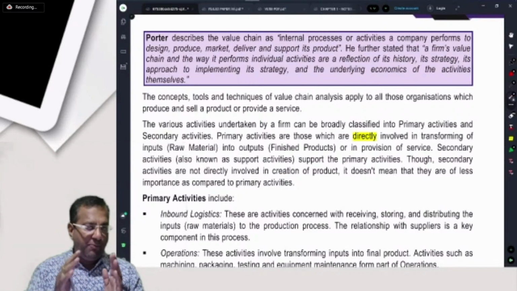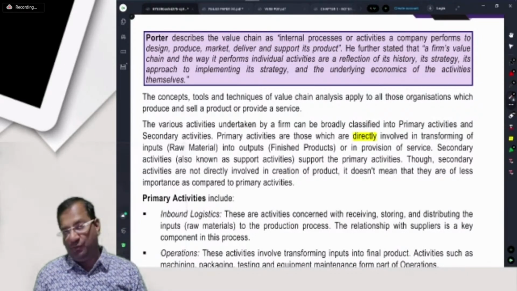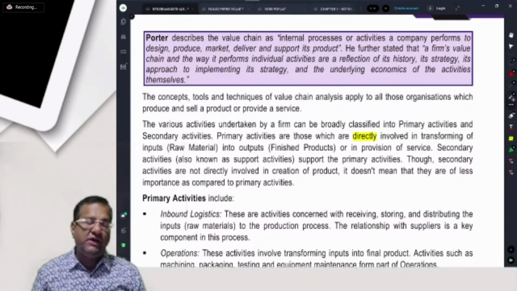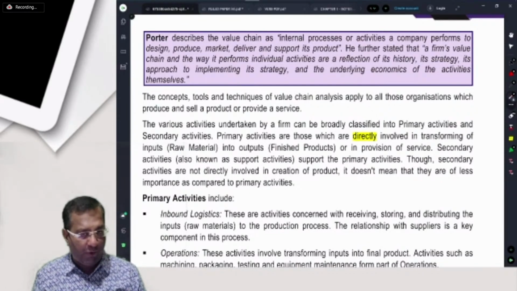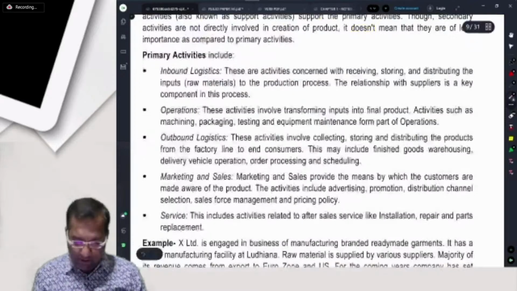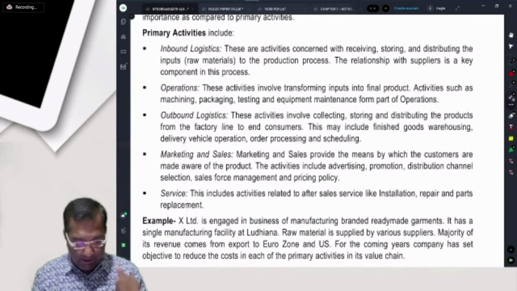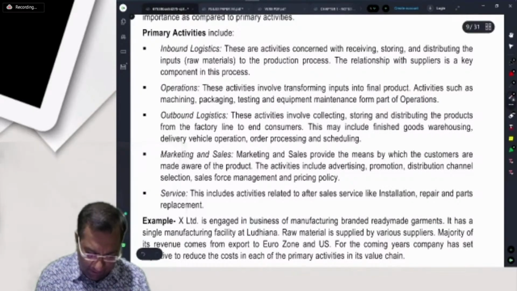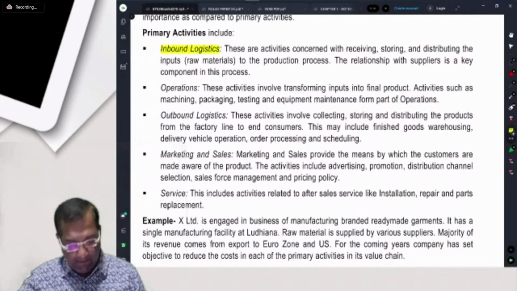Okay beta, so this point is clear to you. There are two activities as per Michael Porter, primary activity and support activity. All the activities involved in converting input into output is known as primary activity, while activities that support the primary activities are known as secondary support activity. Now we will understand what are those 5 primary activities, what are their meaning. Okay, so the first primary activity is known as inbound logistic.